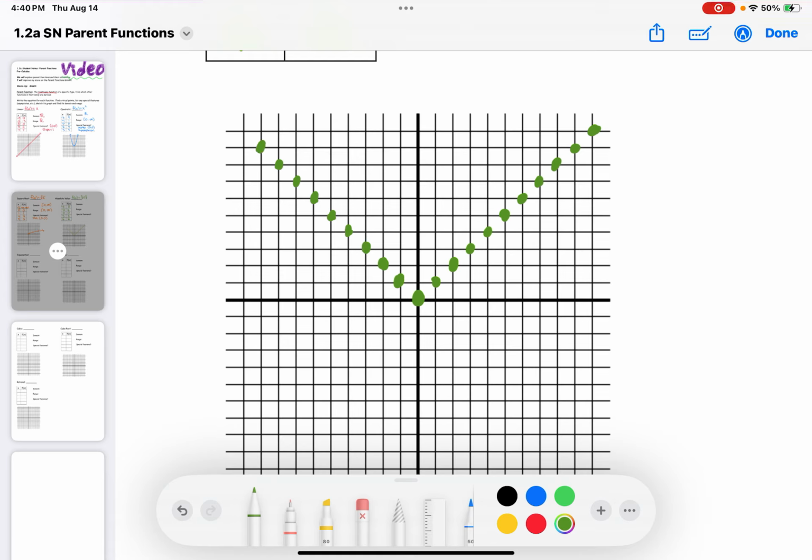So we can see the shape we're making here is a V. The absolute value graph makes the shape of a V.